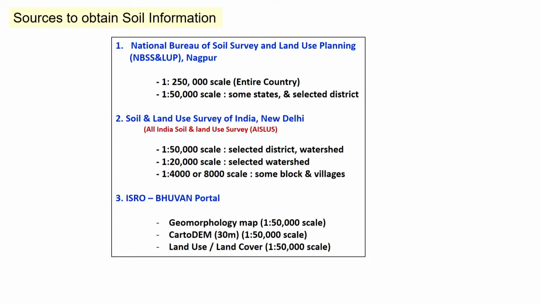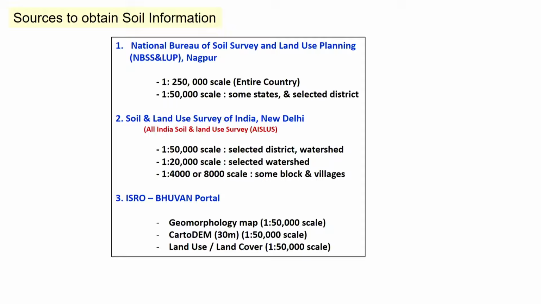Sometimes we are also interested to know where I can get the soil map. So there are soil survey organizations in our country. One is the National Bureau of Soil Survey and Land Use Planning, located in Nagpur, an ICAR institute, which has the mandate of preparing the soil map of the country. The entire country has been mapped at 250,000 scale, and 50,000 scale, which is required for district level planning. For some of the states it has been completed, and some of the states are remaining and in process.